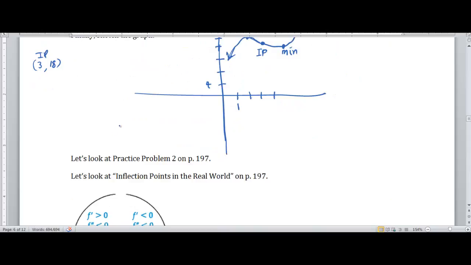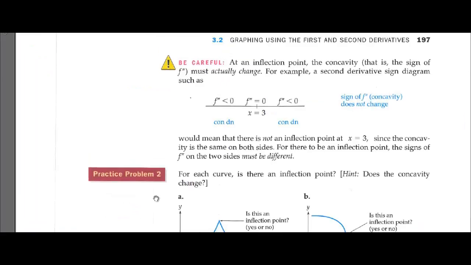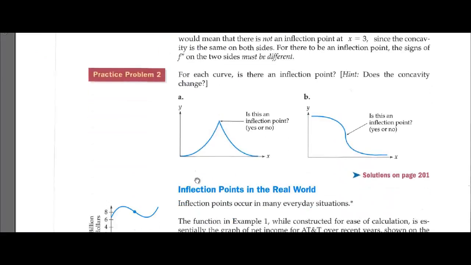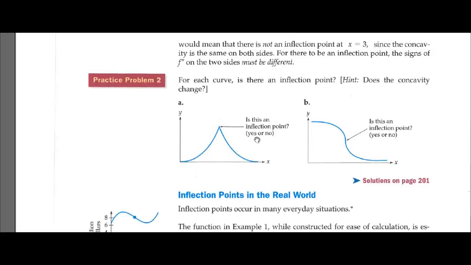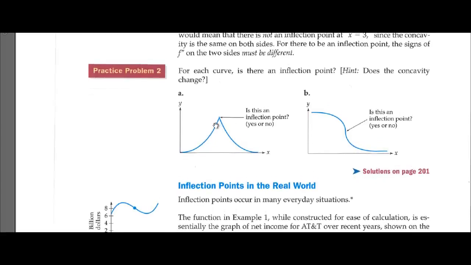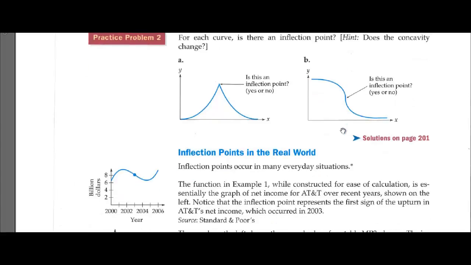Let's look at some problems in your book. This is on page 197. Let's look at this one. For each curve, is there an inflection point? You want to ask yourself, does the concavity change? For this one, this is concave up, this is concave up. Is this an inflection point? No. The concavity does not change. How about this one? This is concave down, this is concave up. So yes, this is an inflection point because the concavity changes.